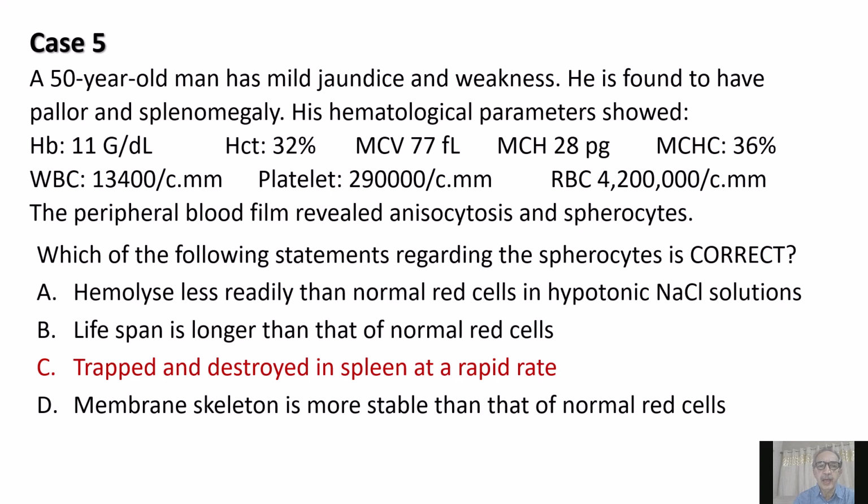He is having pallor and splenomegaly because the spleen is at a greater rate destroying the large number of spherocytes, causing enlargement of the spleen. So it's again a case of hemolytic anemia. So the reticulocyte count must be increased, which is not given here.